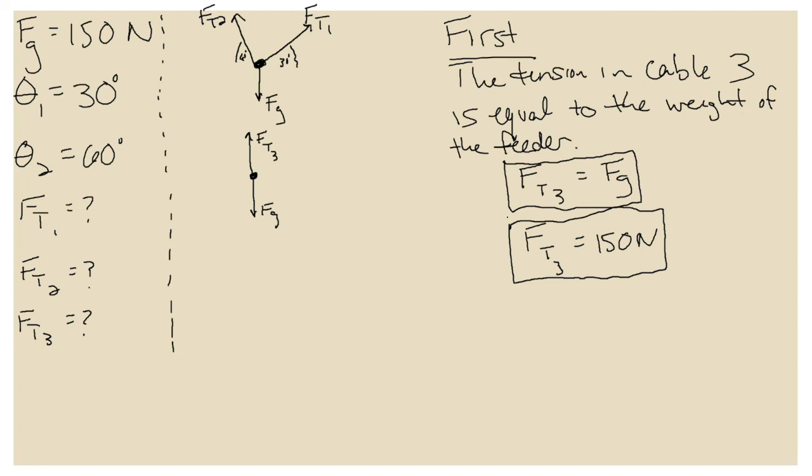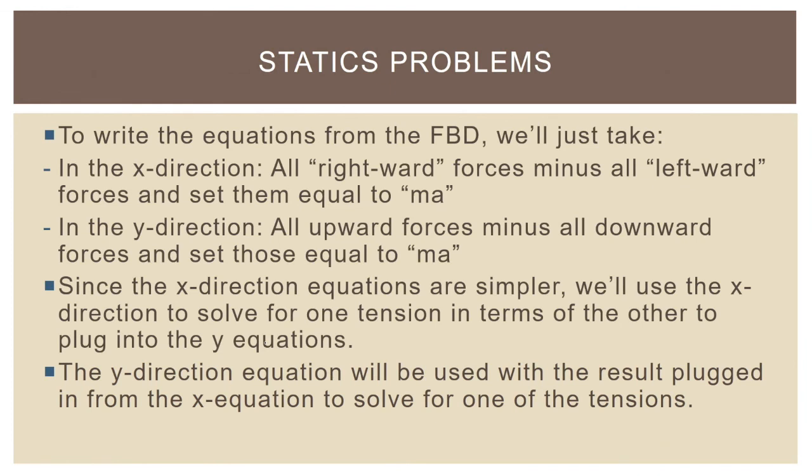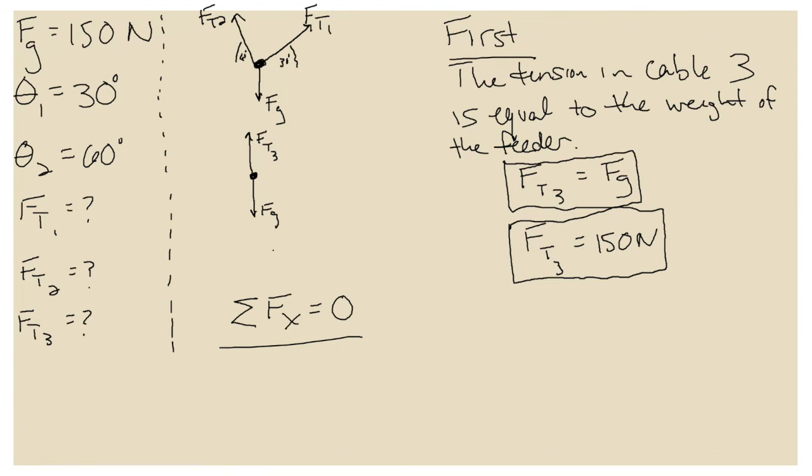Now, to make some more progress, we have nothing left to do except to follow that first step in the list of procedures. We're going to write our equations for the x and y direction. So we'll have the sum of the forces in the x direction equal to 0 as our starting point. And as I mentioned in that list, in the x direction, we take all of the rightward forces minus all of the leftward forces and set them equal to ma.